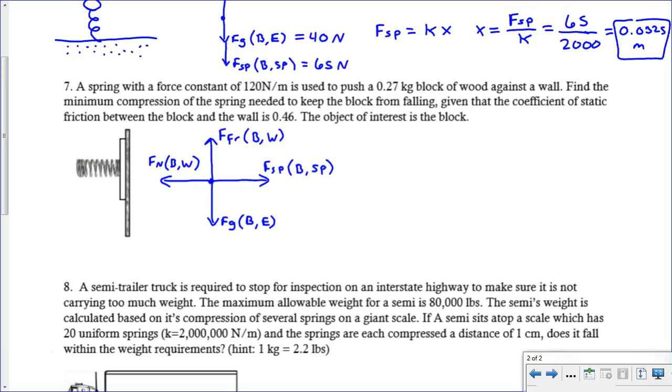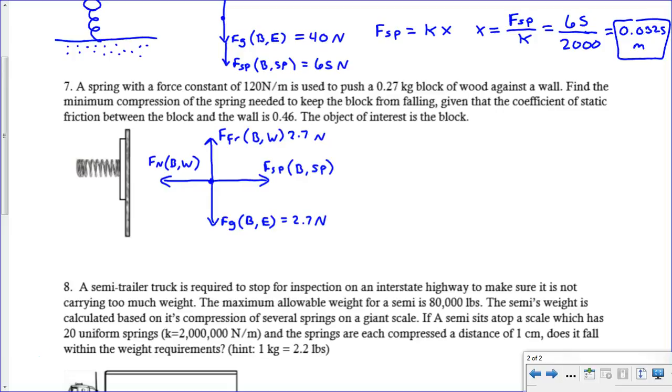Now we look through and see what information we know. We know the gravitational force is 2.7 newtons because the mass is 0.27 multiplied by 10. That means that the friction force also has to be 2.7 newtons. The question is, how much does this normal force have to be, how much does the spring need to be compressed, so that this frictional force would equal 2.7?